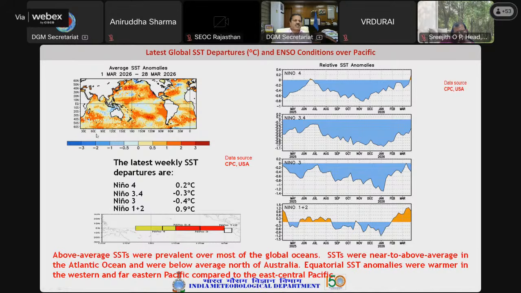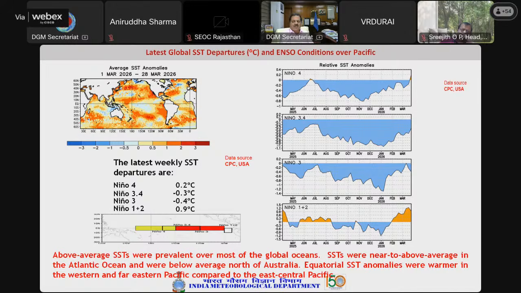So you can see the temperature distribution here, sea surface temperature anomaly over the Indian Ocean and the Pacific Ocean. What you find is that the Nino 3.4 region average in the last week is minus 0.3, which is the neutral condition. So what I want to say is that neutral El Nino southern oscillation conditions are prevailing at present over the Pacific Ocean. Now, if I look at other parts, sea surface temperatures are near to above average in the Atlantic Ocean, and below average north of Australia.